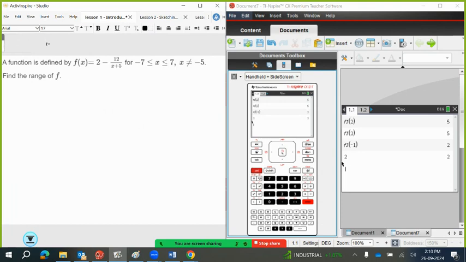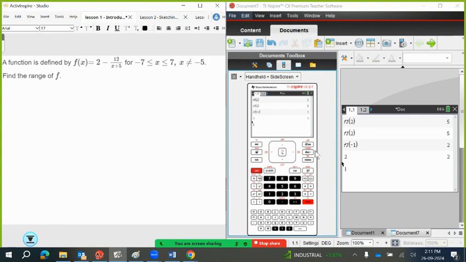A function is defined as f of x is 2 minus 12 over x plus 5 for the domain minus 7 is less than or equal to x is less than or equal to 7, and x is not equal to negative 5. So there it gives us the domain of the function. Most of the time when it gives a function, it does specify the domain for you. We're asked to find the range here. This is going to be a little tricky.